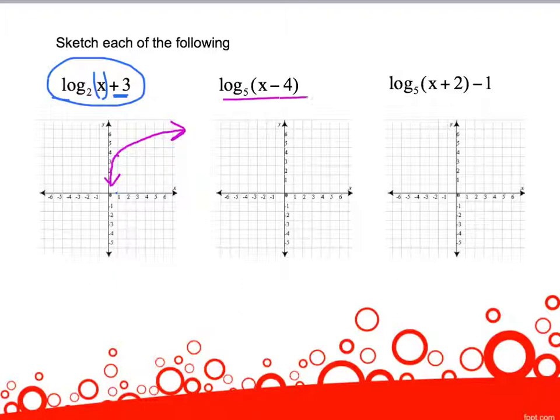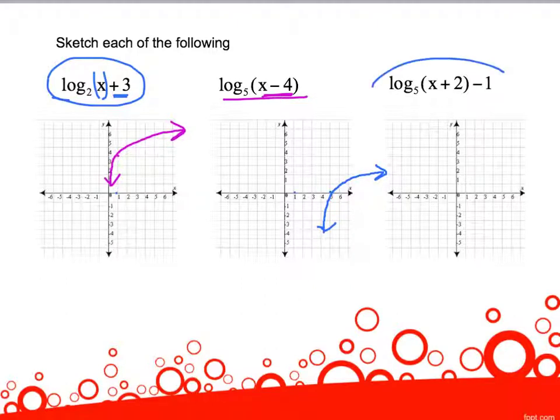Log base 5 of x minus 4. Since the minus 4 is inside the parentheses, that moves us to the right. So again, we would normally start at 1, 0, but we're going to move to the right 4. So that's going to put me at 5, 0. And we're going to start steep and get flat. Now we still have that asymptote that's 1 unit from where we touch the x-axis. So notice that I don't go past 4.